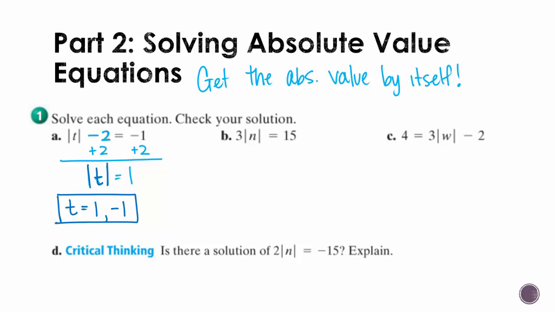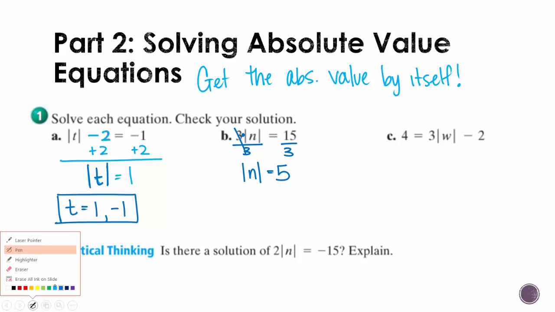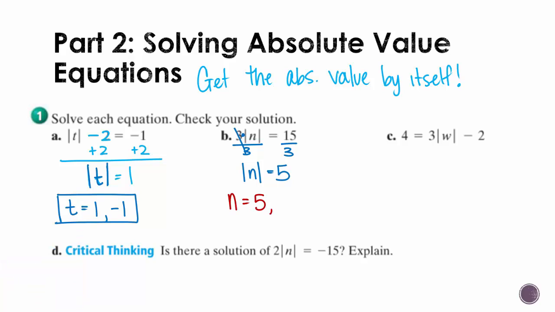So same idea with the next one. The first thing you always need to do is get the absolute value by itself. Now there's no sign right here, so that means that 3 and this absolute value are multiplying. So to undo multiplication, I'm going to divide. So I get the absolute value of n is 5. So remember, you're thinking, what numbers are 5 spaces away from 0 on the number line? And your answers are +5 and -5.